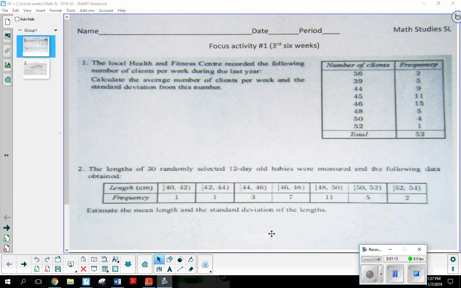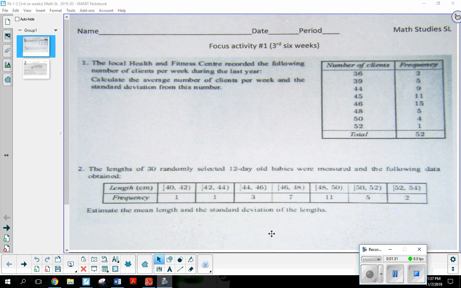Okay, let's take a look at our focus activity. It's not perfectly crisp. I do apologize about that. But let's see here. It says the local health and fitness center recorded the following number of clients per week during the last year. Calculate the average number of clients per week and the standard deviation from this number.